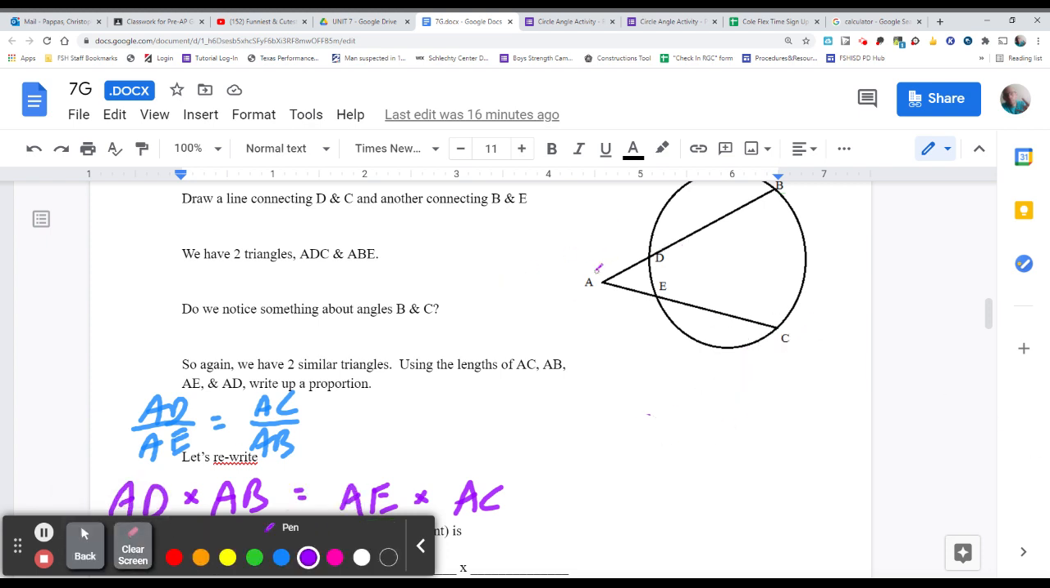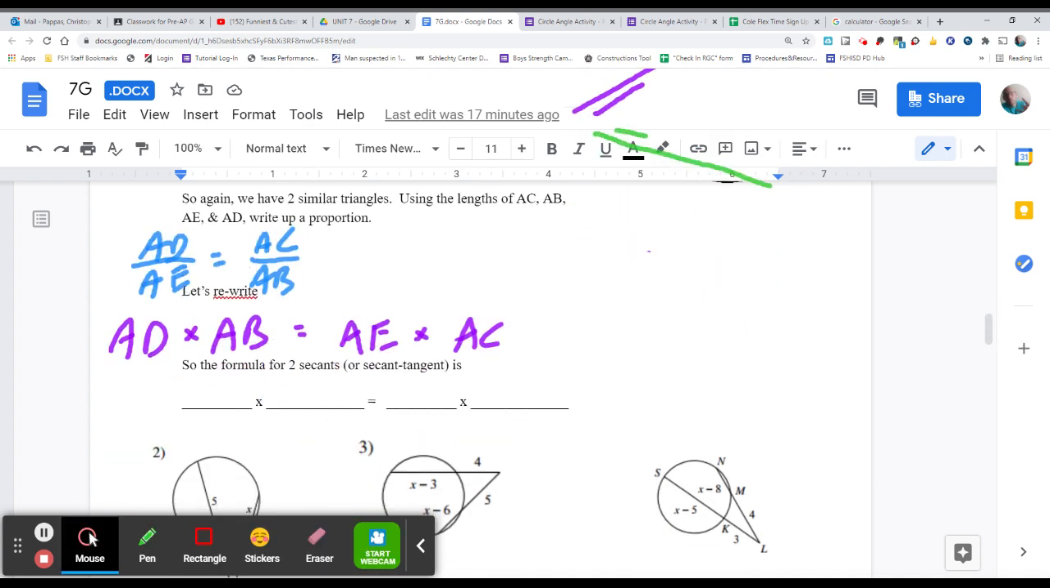All right. AD, which is the outside part of this, times AB, which is the whole thing, equals AE, which is the outside part here, times AC, which is the whole thing. So we really don't use DB or EC. We don't use the inner part of the circle, okay? We use the part of the secant that's outside the circle and the whole secant, okay?